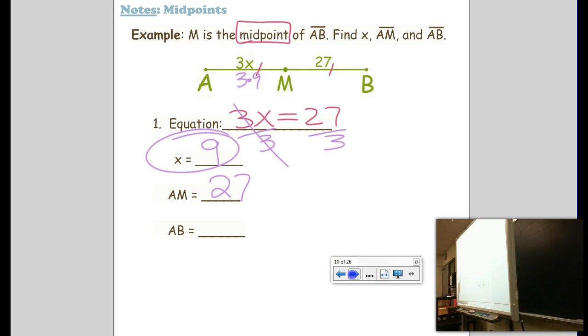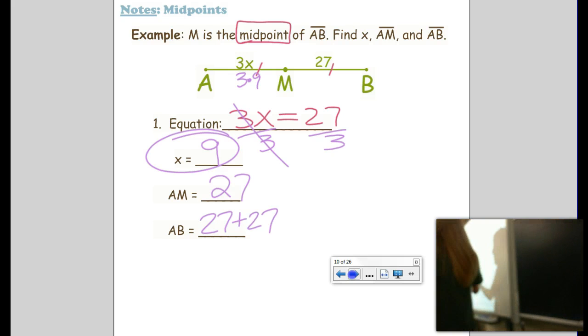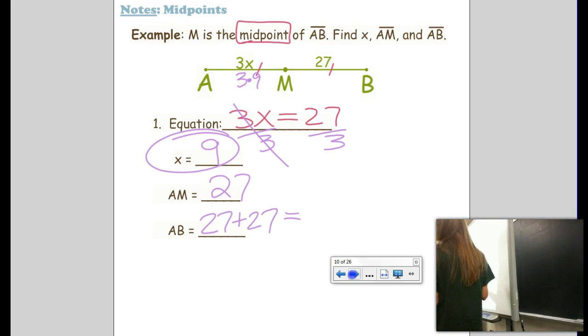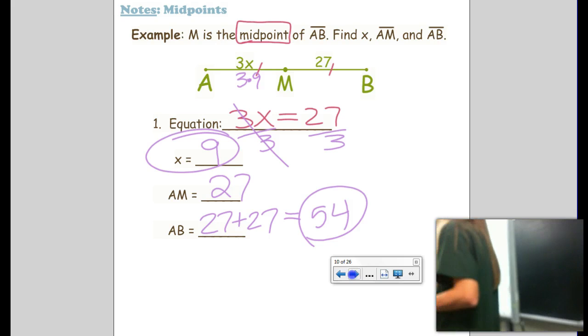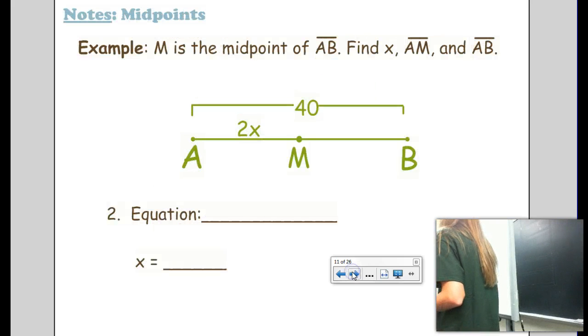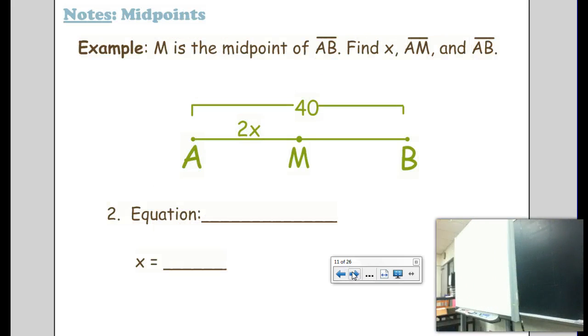Okay, so AM is 27, and MB is 27. So together you'd have to add them, and you get 54. Or you could double it. You could take 27 and you could double it. That's another way you could do it, okay? Let's move on, guys. Let's try another one.